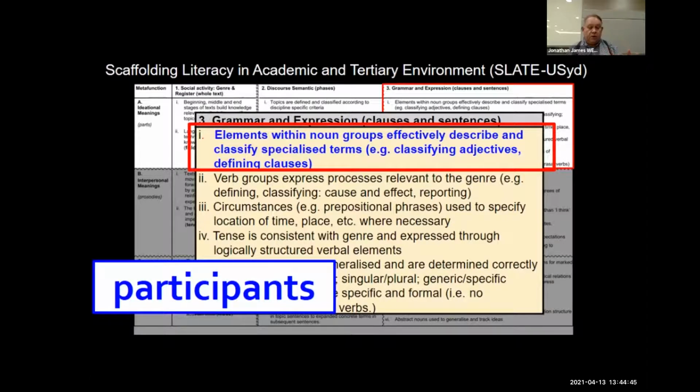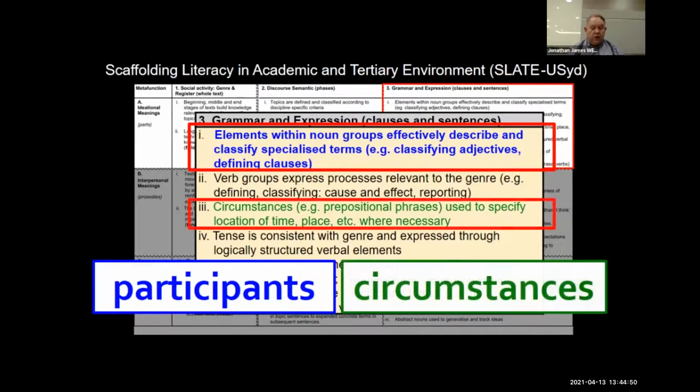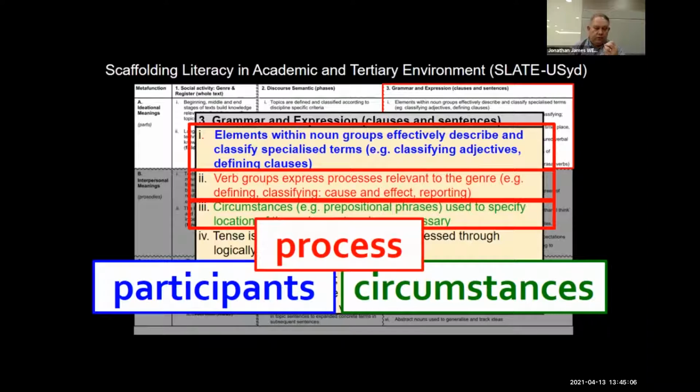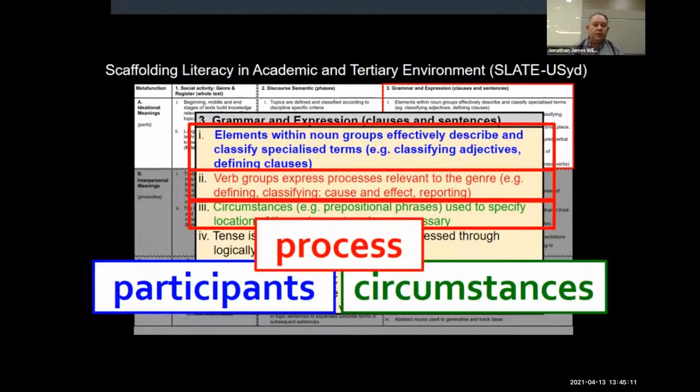Understand language in terms of every clause has participants, and every clause has perhaps something about the circumstances. These would be the prepositional phrases, the location, time, place, and so on. But core to the whole idea is the process. The process, the verb. That is so central to what is being said.